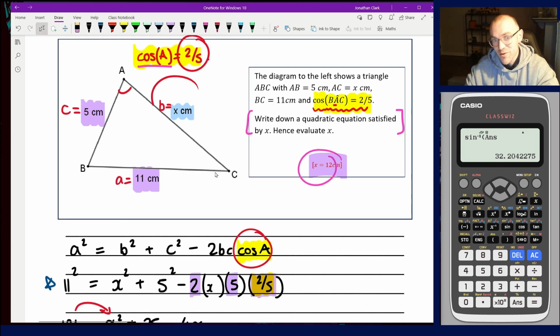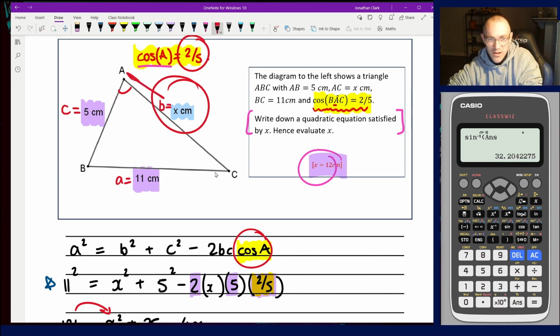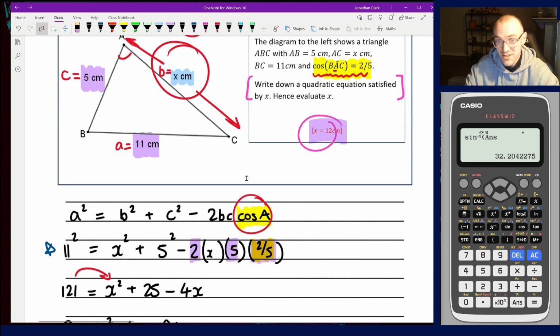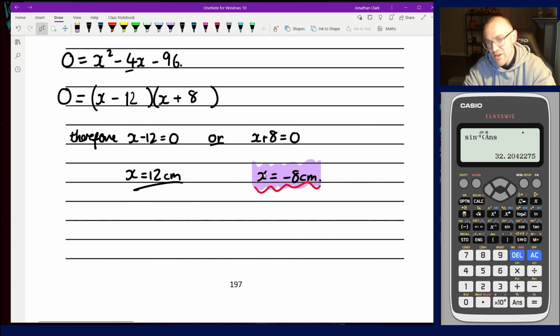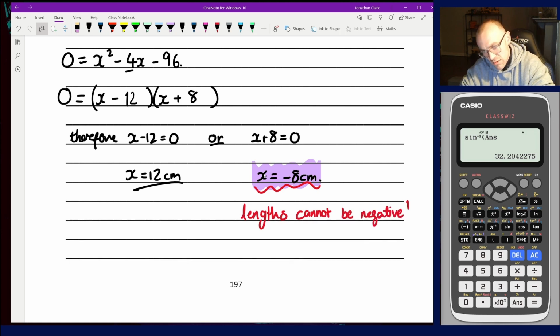And since we're talking about triangles, you might have already spotted this. We're talking about the length of this side. Lengths are positive quantities. It cannot be a negative value. Let's just write that in. Lengths cannot be negative. And ignore that. And then we'll take that as our answer.